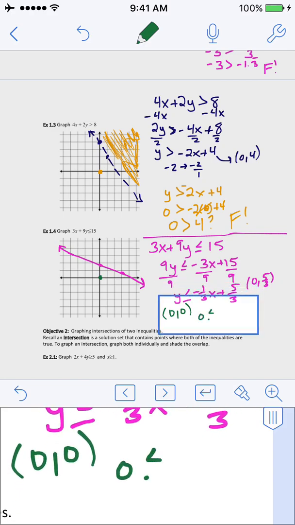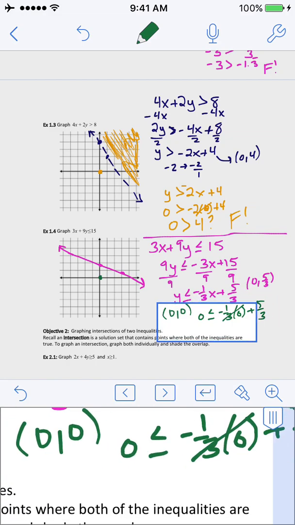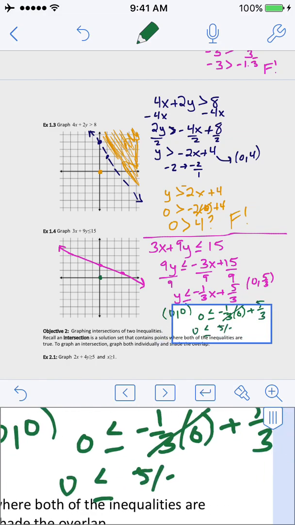So my test point of 0, 0. So 0 is less than or equal to negative 1/3 times 0 plus 5/3. That cancels. I get 0 is less than or equal to positive 5/3. Is 0 less than or equal to 5/3? Well, 0 is not equal to 5/3. But it's or, so it could be less than. 0 is less than 5/3. And since it's got one of the cases, that is a true statement.